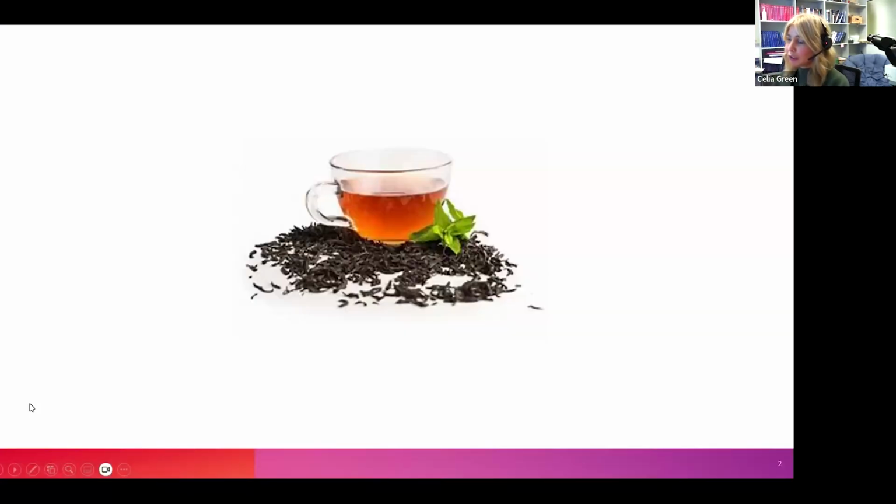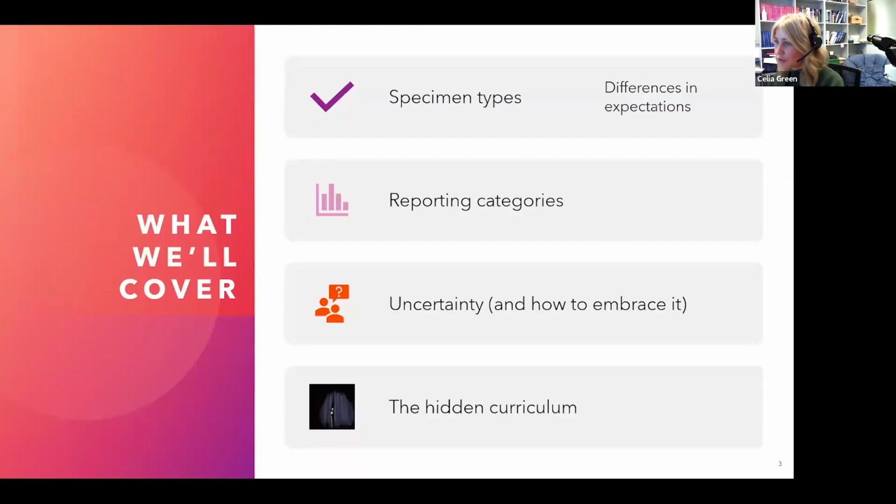But what we'll cover essentially, the biggest thing about cytology that you hear from people is it's like tea leaves, or trying to read tea leaves. But I'm going to try and convince you that hopefully it's a lot more objective than that, and you can get some real answers, not just fake futures.